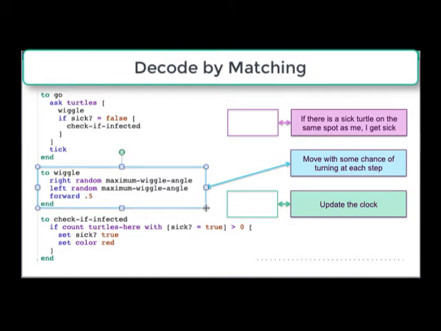Here we've identified that moving with a chance of turning at each step takes place through this wiggle procedure. There's a right turn by a random amount, a left turn by a random amount, and then a small forward step.